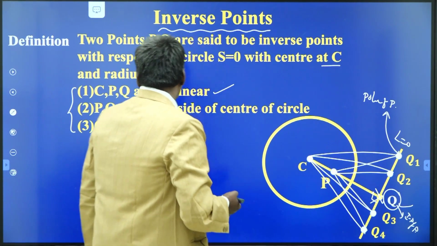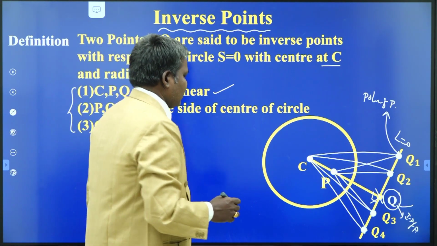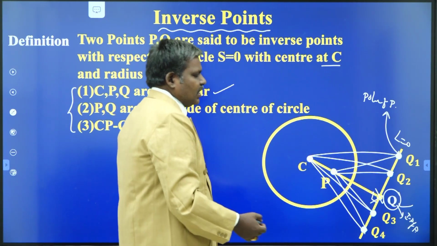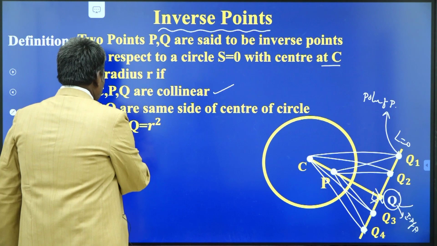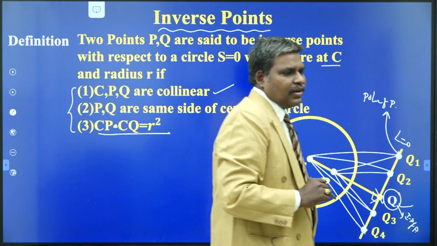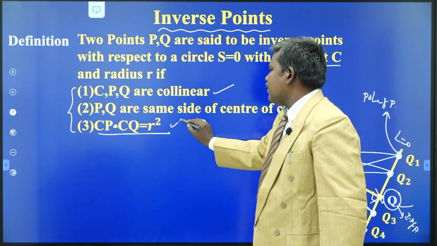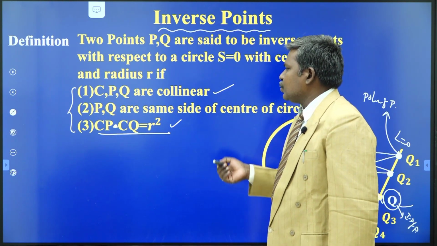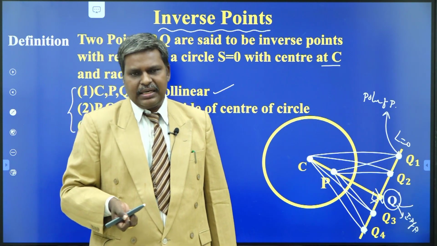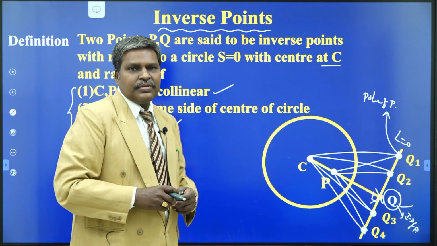Let us see. C, P, Q are collinear and P, Q are on the same side of the center of the circle. See here, this is the center of the circle. P and Q are on the same side of the center of the circle, and one more condition is given: CP into CQ is equal to R square. The product of distances CP and CQ is always equal to R square. Then we say that the 2 points P, Q are inverse points with respect to the circle. So this is the definition of the inverse points of a circle.